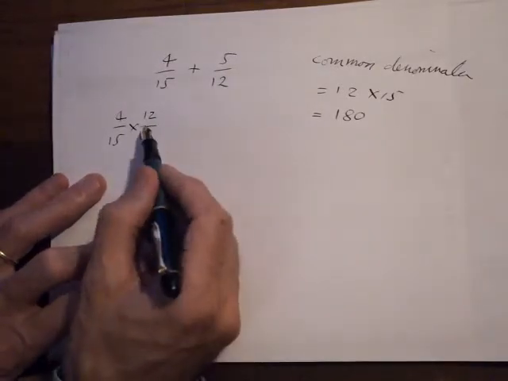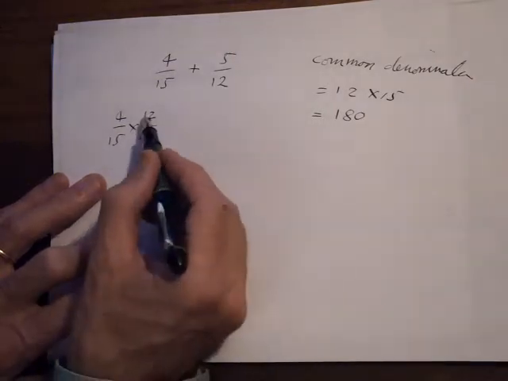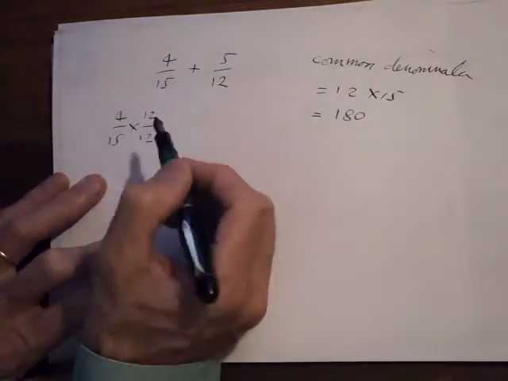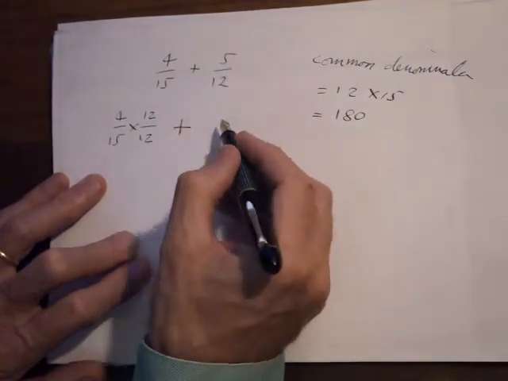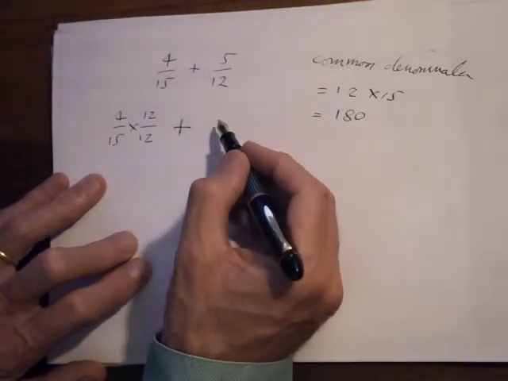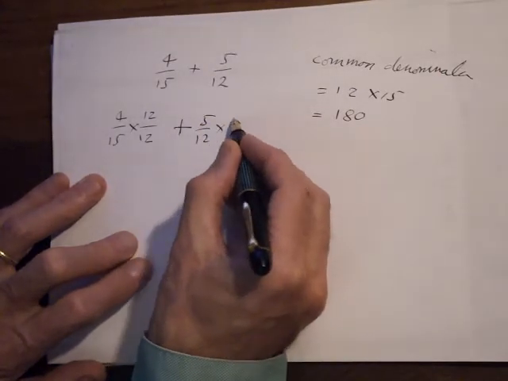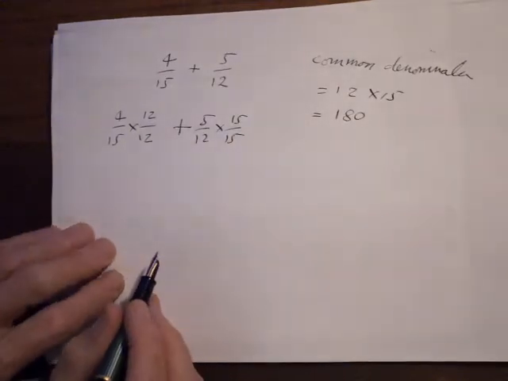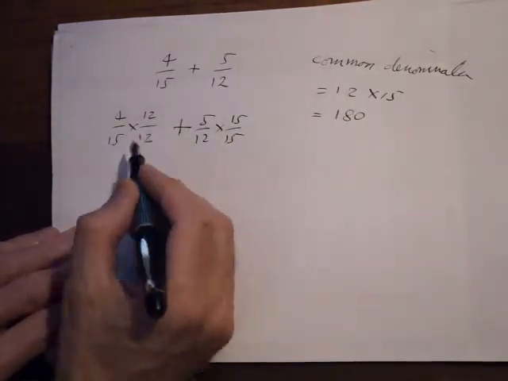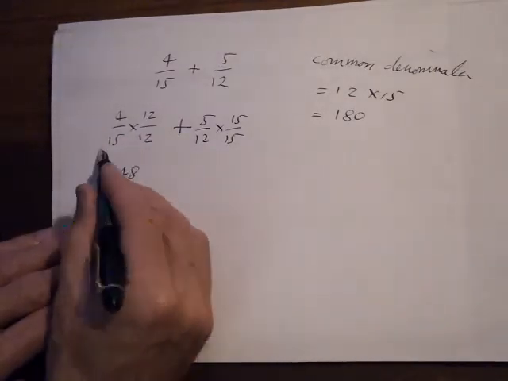Remember that we've really not changed it at all, we just multiplied it by 1 because 12/12 is 1, so it isn't different from what it was before. Plus the 5/12, well, we can multiply it top and bottom by 15. Again, we haven't actually changed it, and if we do that we end up with 4 times 12, which is 48 on the top of this one.